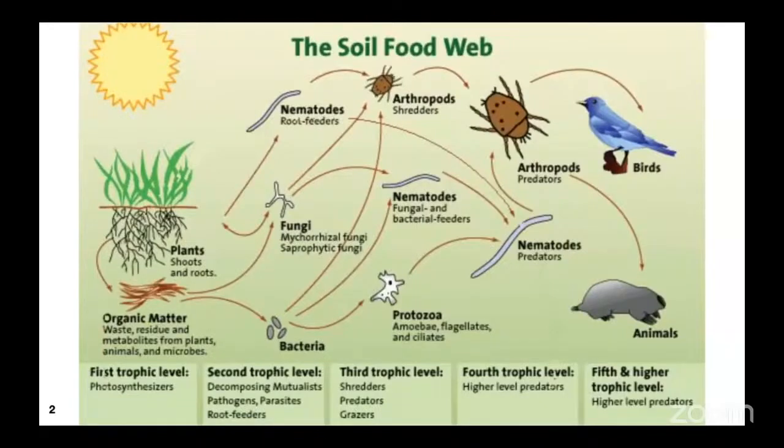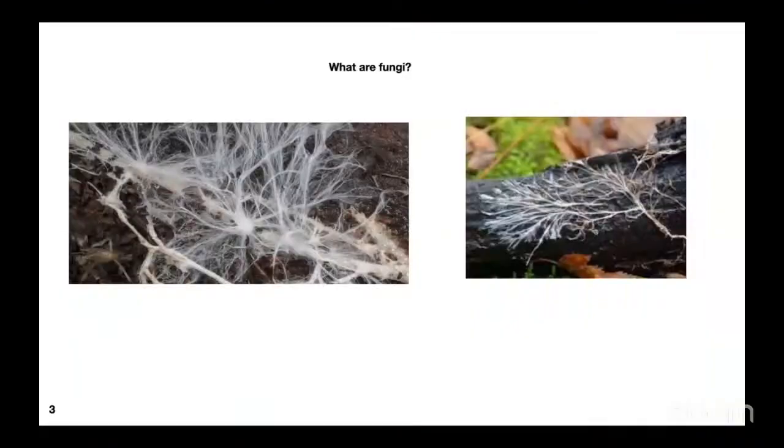Soil food web is divided into trophic levels, with the first being the photosynthesizers, the second trophic level, the decomposing mutualists, pathogens, parasites, and root feeders. Fungi are part of this group. Now, in her book, For the Love of Soils, Nicole Masters describes fungi as being the organisms holding the fabric of soil life together.